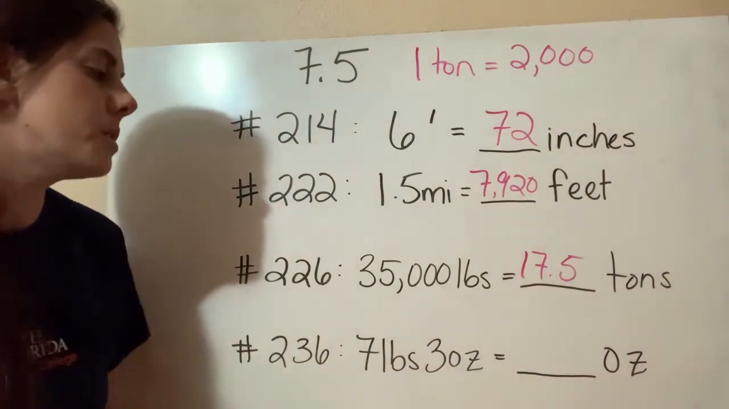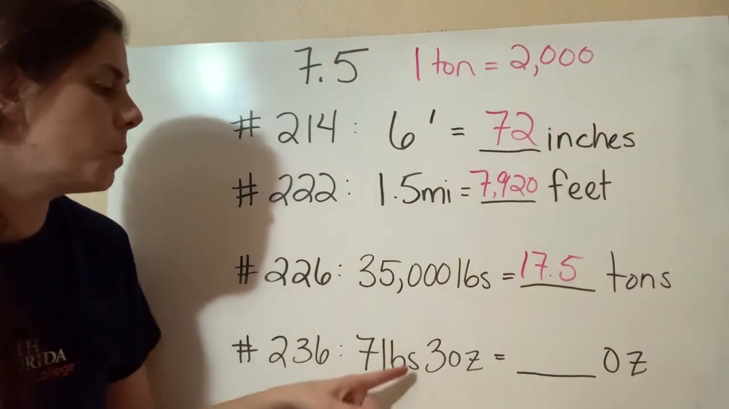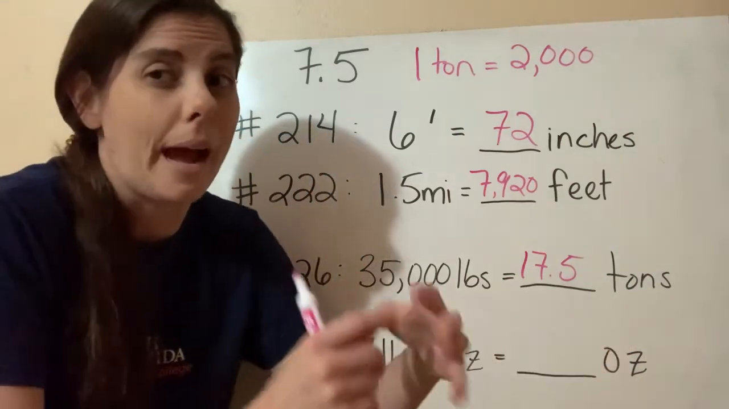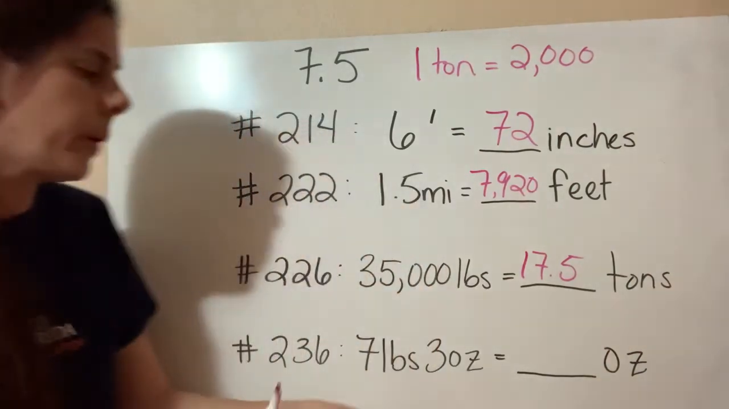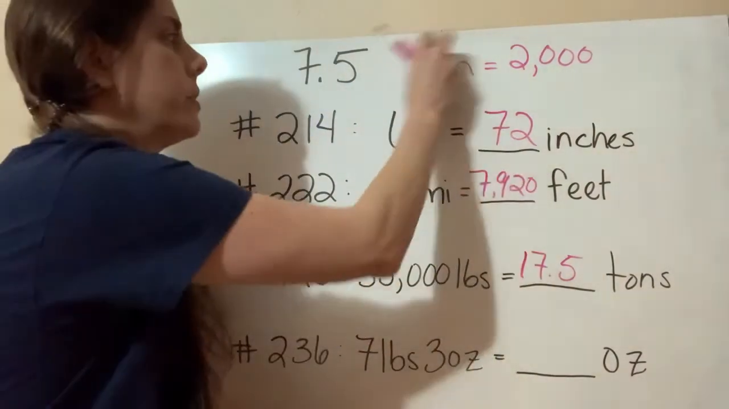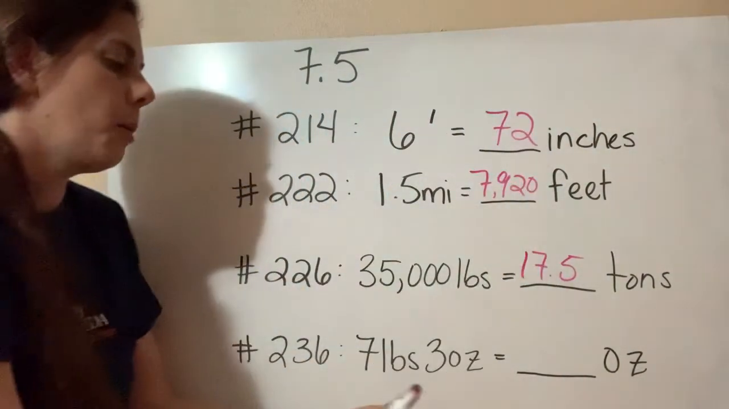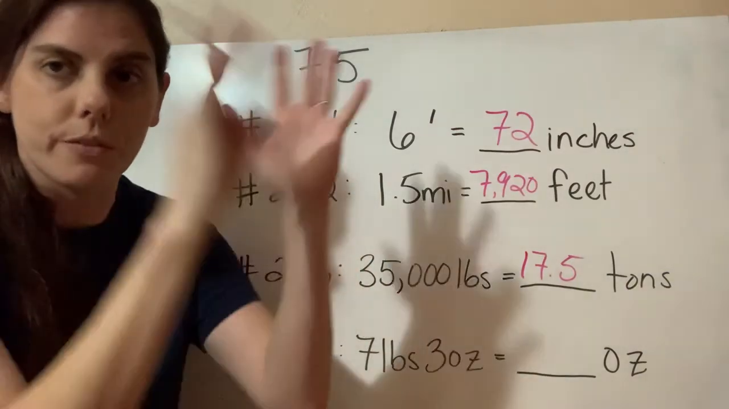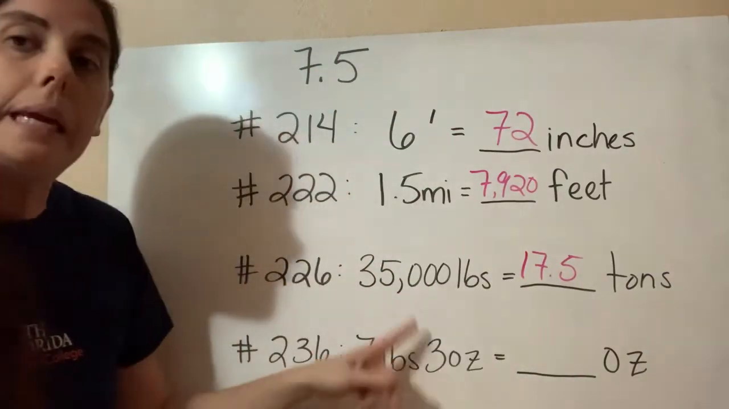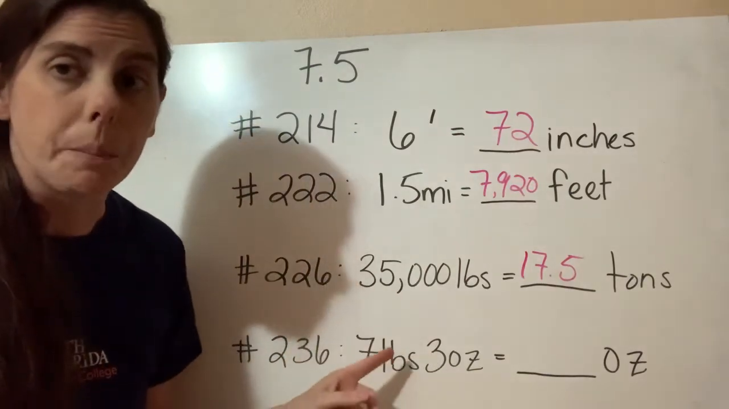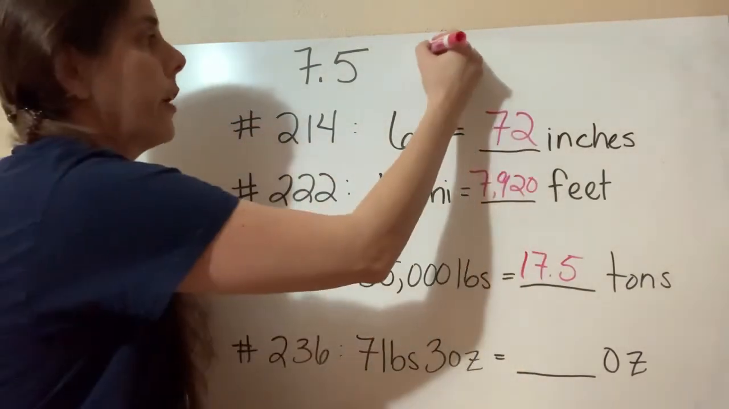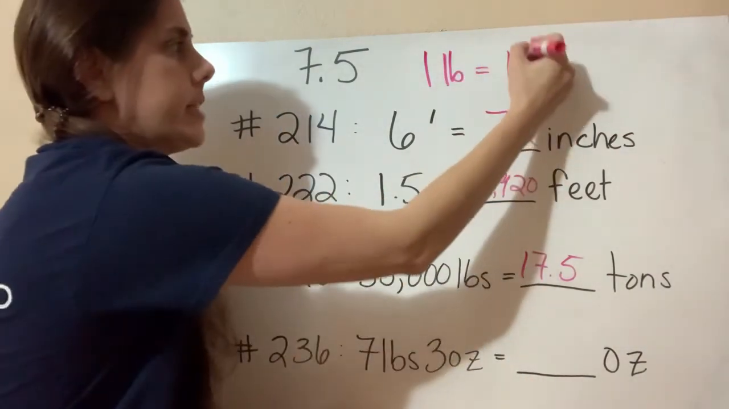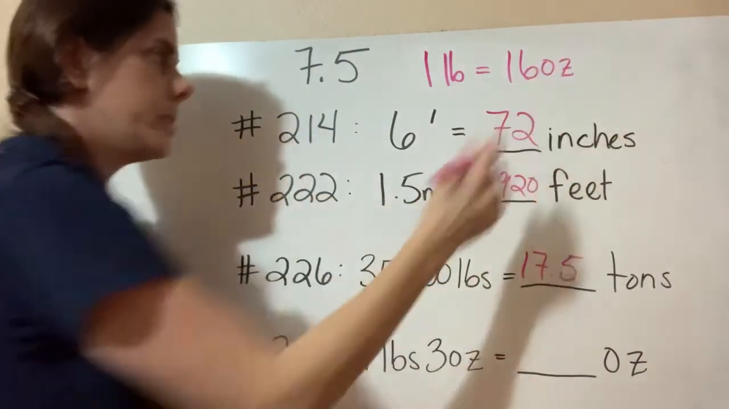Our last one is also a weight measurement. This time we're using pounds and ounces, and we just want to know how many ounces total. We have 7 pounds, 3 ounces, and we want to know how many ounces that would be without using the pounds. So just convert everything into ounces. We need to know our unit rate for pounds to ounces: for every 1 pound, we have 16 ounces.